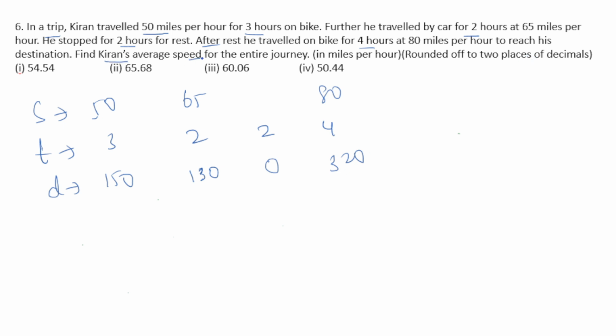Find Kiran's average speed for the entire journey. Okay. Average speed is equal to total distance divided by total time. What is the total distance here? It is 150 plus 130 plus 0 plus 320. 600 miles is the total distance and the total time taken is 3 plus 2, 5 plus 2, 7 plus 4, 11. Okay. So average speed is equal to total distance divided by total time. It is 600 divided by 11. It is 54.54 miles per hour. Okay. It is first option. Next one.